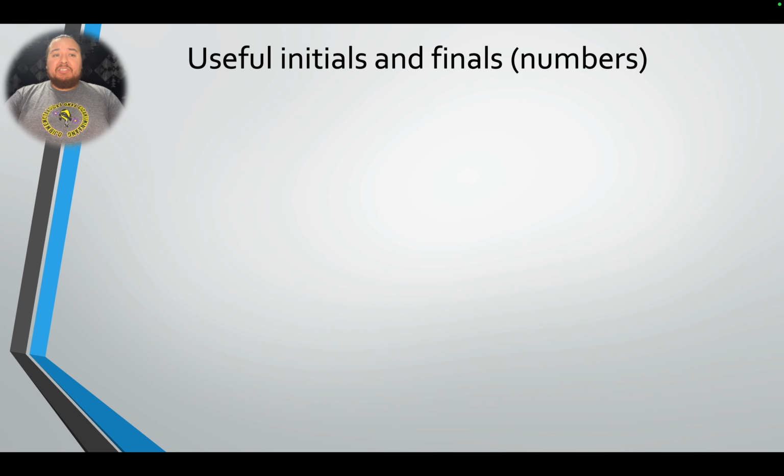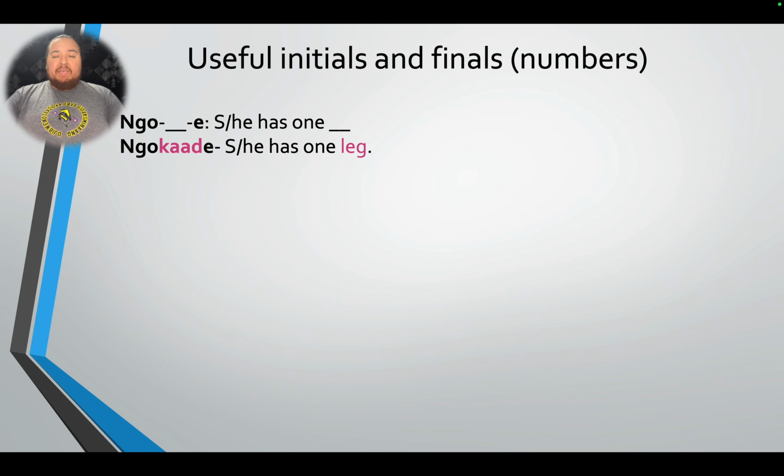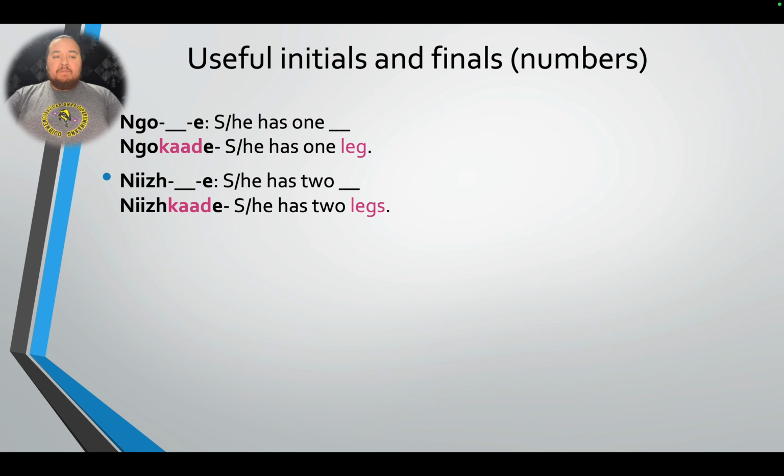So useful initials and finals related to numbers. In here, we have our initials and our finals, and in the middle, in pink, is the medials, where you can insert your own nouns. So nga blank e, she or he has 1. So nga kade, she or he has 1 leg, like that pirate we talked about. Nij blank nij kade, she or he has 2 legs, like most people.